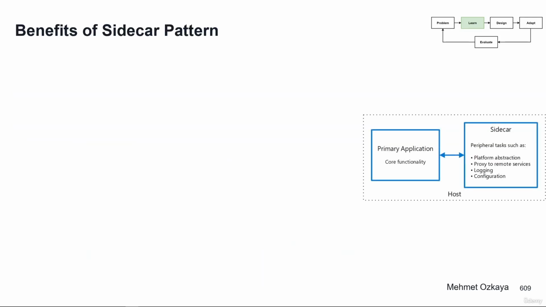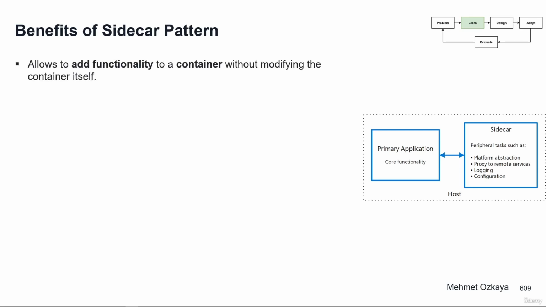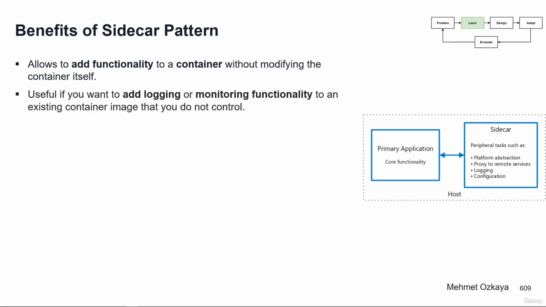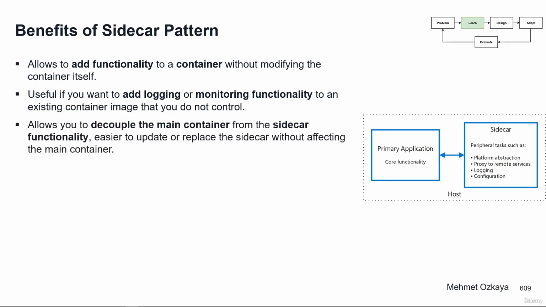The Sidecar pattern has a number of benefits. It allows you to add functionality to a container without modifying the container itself. This can be useful if you want to add logging or monitoring functionality to an existing container image that you don't control. Also, it allows you to decouple the main container from the Sidecar functionality, making it easier to update or replace the Sidecar without affecting the main container.